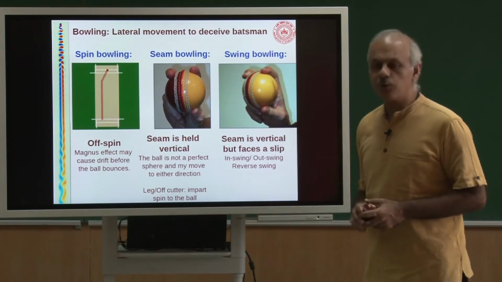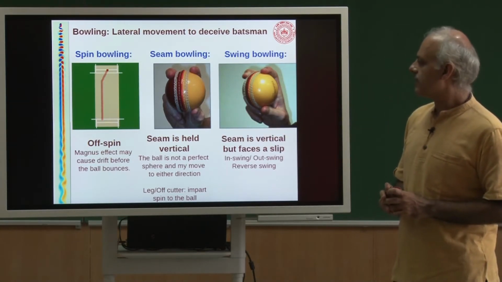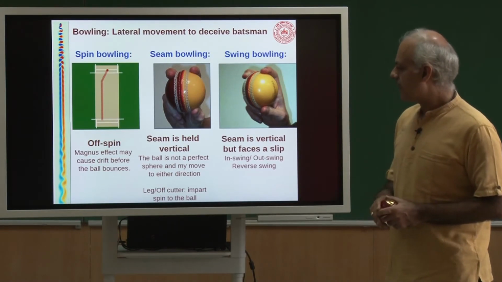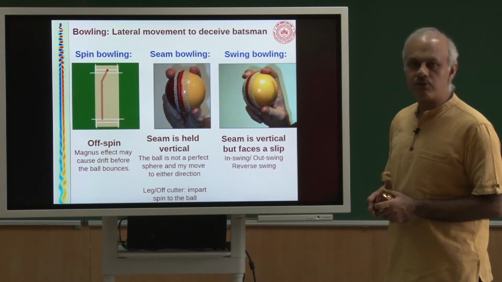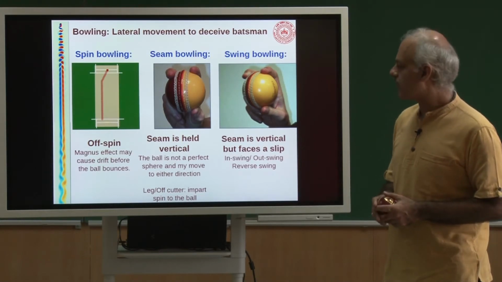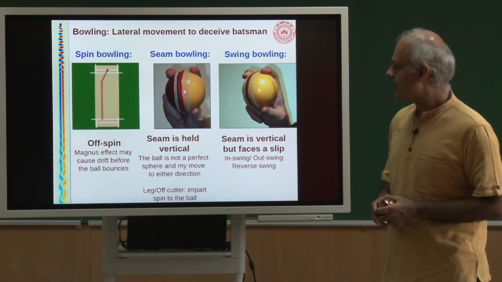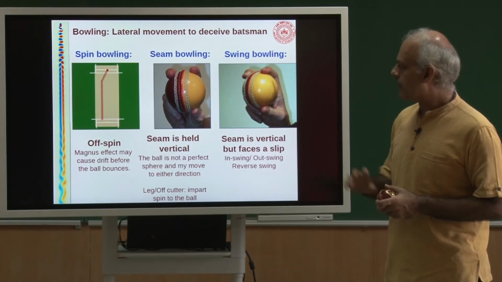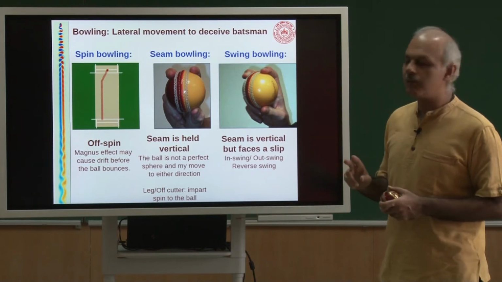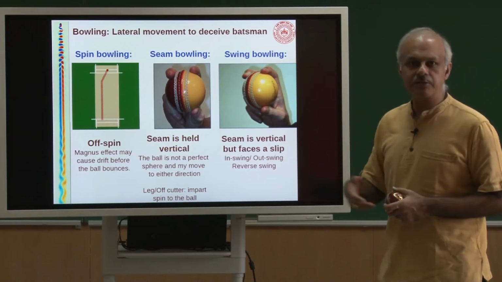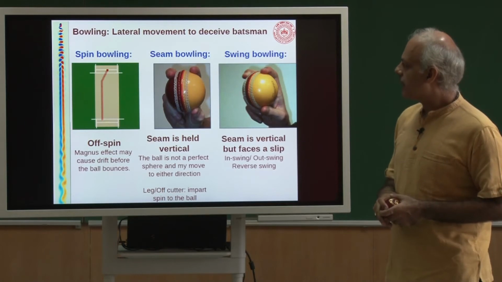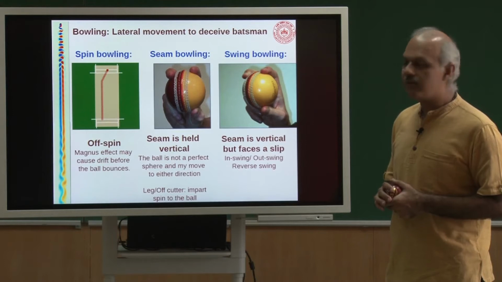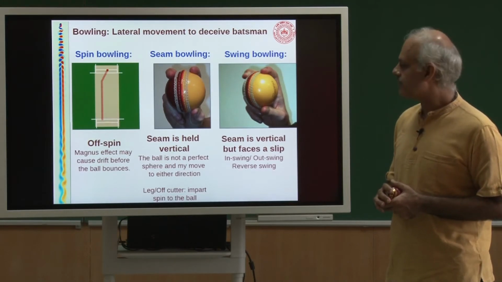The other is seam bowling. Okay, the seam is held vertical and the bowler hits the deck, and then the ball can go in either direction, to the leg side or the off side, and therefore you may get the leg or off cutters. That's because you are applying a backspin to the ball, and therefore the dynamics plays a reasonable role, but the bowler sometimes himself will not know whether the ball will go to the left or to the right.